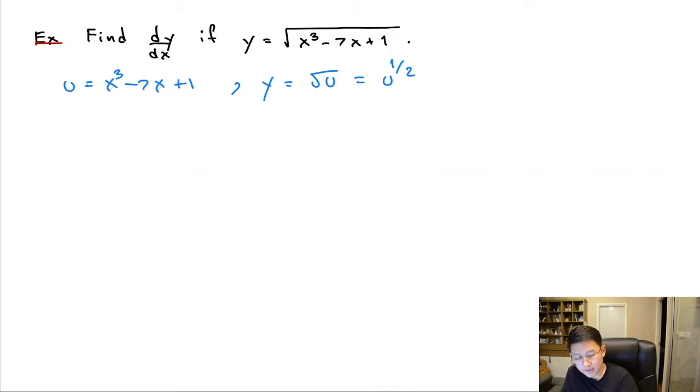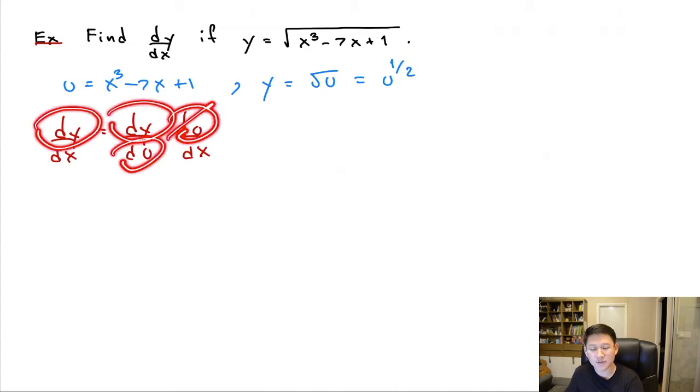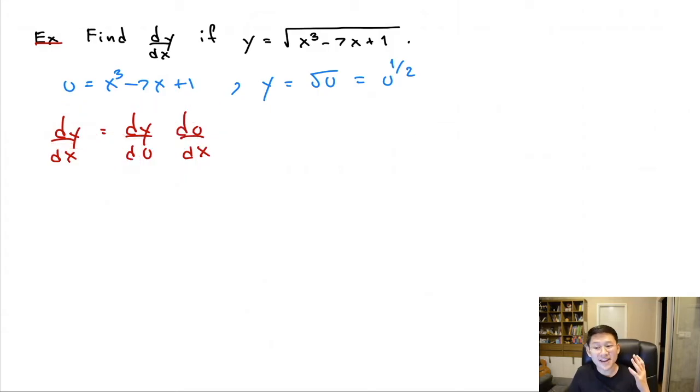Okay, and then the formula is dy by dx is dy by du times du by dx. It's pretty easy to remember this formula. Why? Because it looks like the du cancel out and you get dy by dx. See, if you have dy over du and then du over dx, the du cancels out and you have dy by dx. Okay, they aren't actually cancelling out, it doesn't work that way, but it's easier to remember it this way.